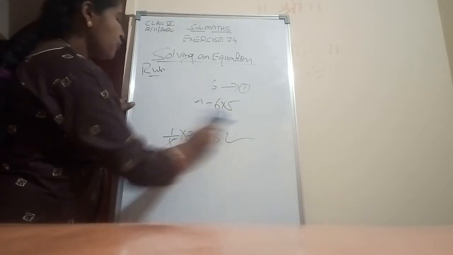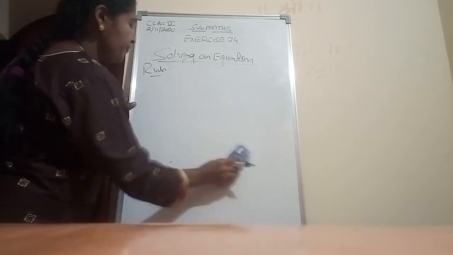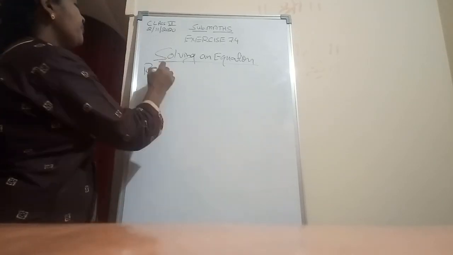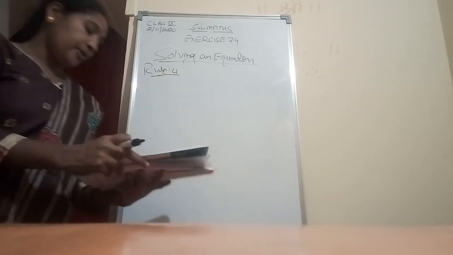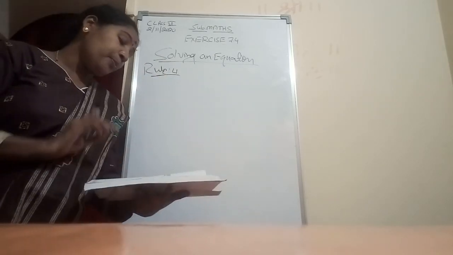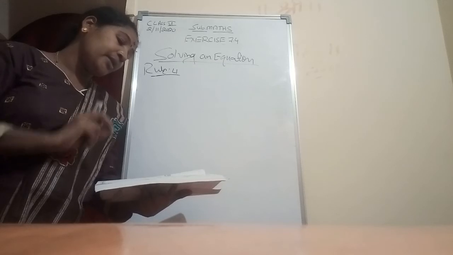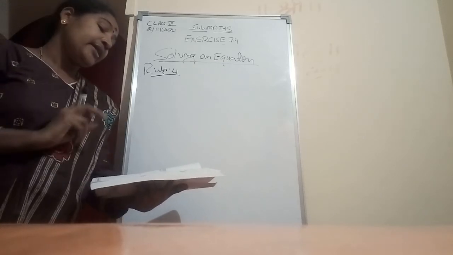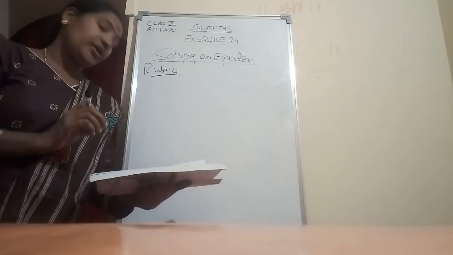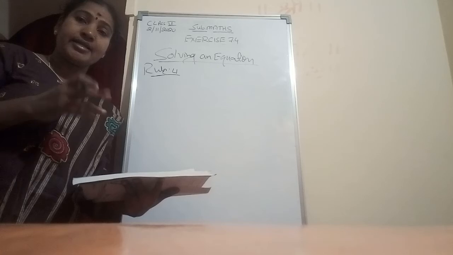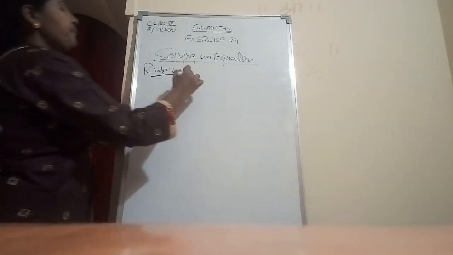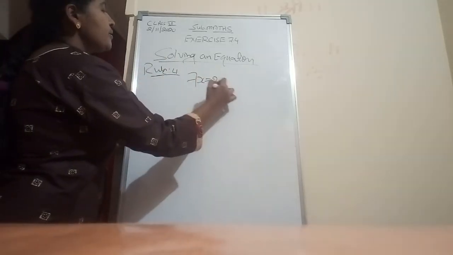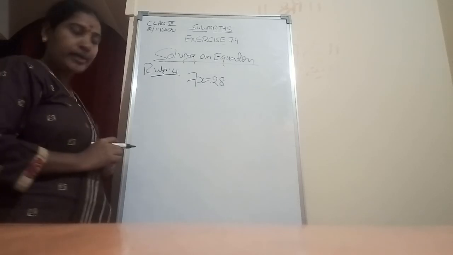Now rule number 4. Rule number 4 is that I have to divide. Let me read, children. If we divide both the sides of an equality by the same non-zero number, the equality holds true. Means we have to divide both the sides by the same number. That is 7x is equal to 28.